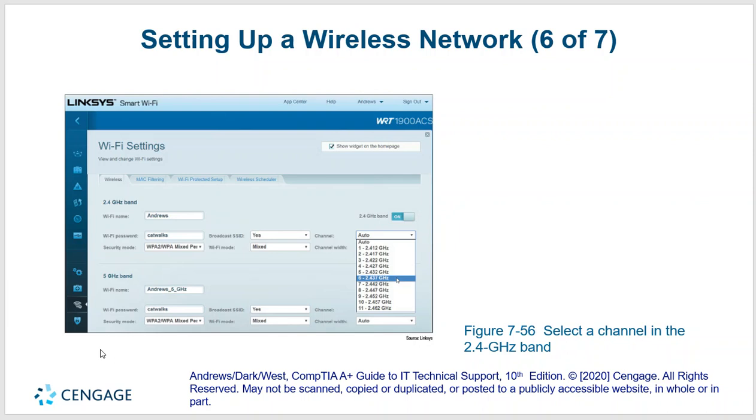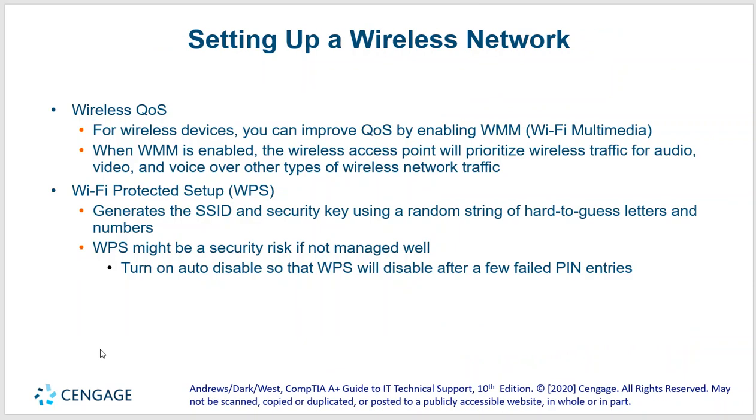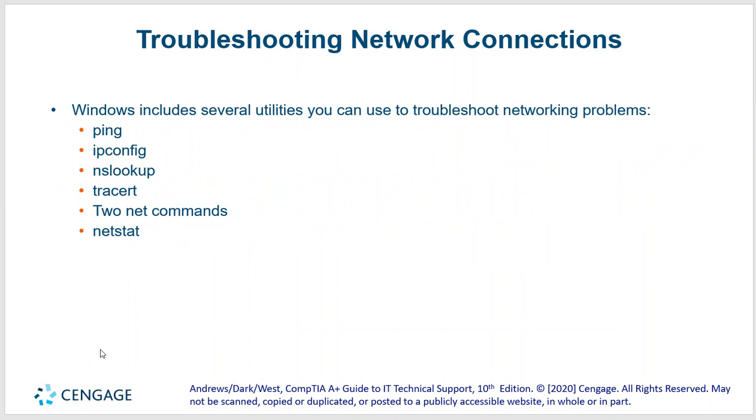So this is just some settings here that you can change. This is from a Linksys router. Quality of service, we already talked about that, for priority. Wi-Fi Protected Setup generates an SSID and security key using a random string. Yeah, WPS is old school. I might remove that. Okay.